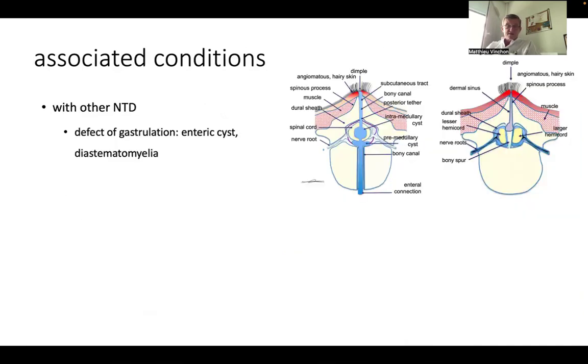So the associated conditions, as I said, you can have defects of the gastrulation. This is how it looks when you have a neurenteric cyst associated with a dermal fistula. It's very rare. Or diastematomyelia associated with a dermal sinus, which is less exceptional.